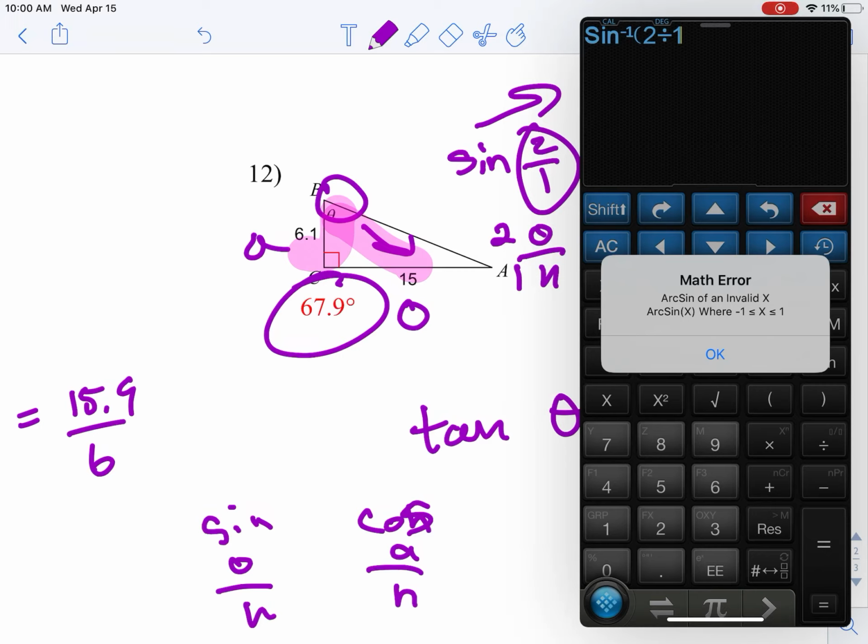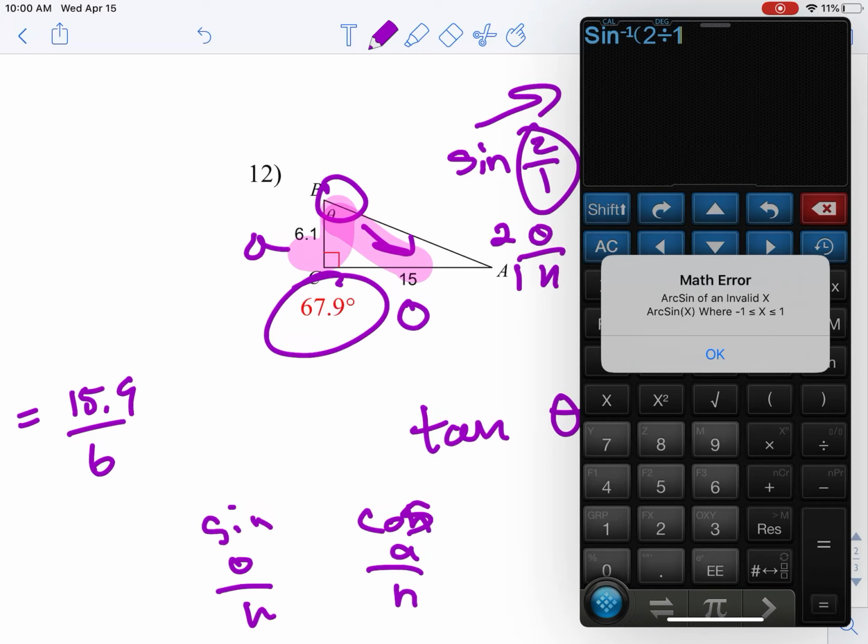Why do I tell you that? Let's practice making a mistake so that if you make a mistake, you don't think your calculator's broken, okay? Now, if you get confused on which side is which, try to YouTube opposite adjacent hypotenuse. I put a video up last week about that. Or, send me questions or send me your work and I'll look at it, whatever.